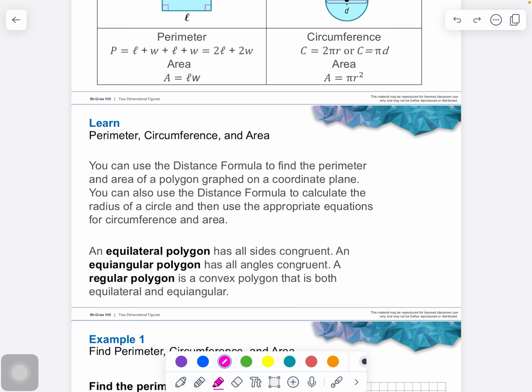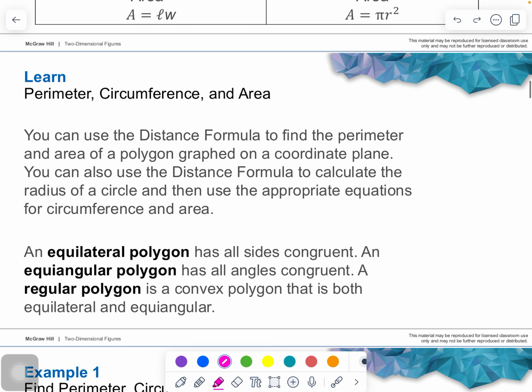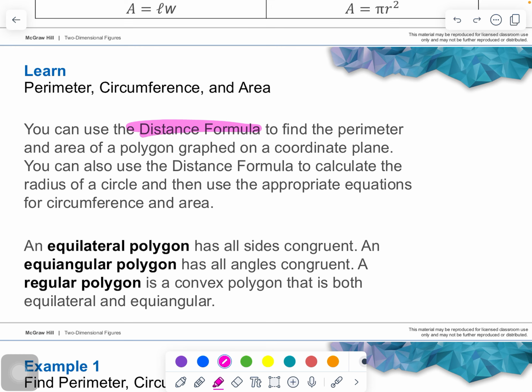All right. Now, things that you can also know. Your distance formula that we learned, you can use that to find the perimeter and the area of a polygon if it's in the coordinate plane. You can also use it to calculate the radius of a circle, and then you could use it to find circumference and area, as long as it's in the coordinate plane. So that distance formula becomes handy once you've got the coordinate plane.